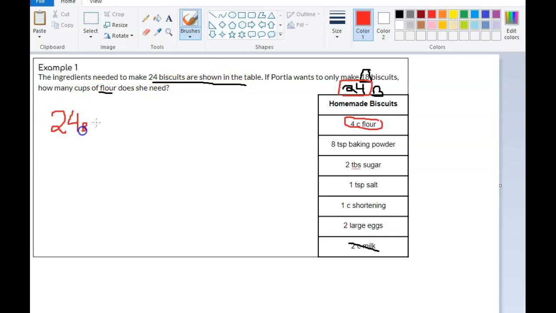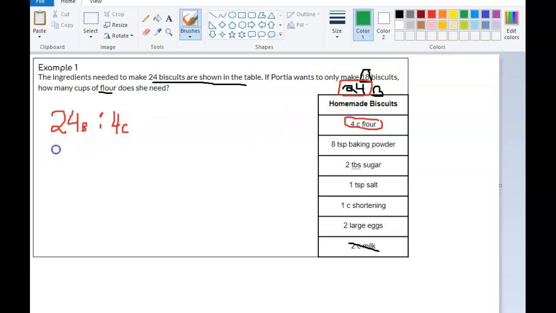24 biscuits to 4 cups of flour. Okay, 4C for cups or 4F for flour. Okay, go ahead and pause it. See if you can answer this problem using the double number line method. If you're still confused, stick with me. We're going to go ahead and keep going.